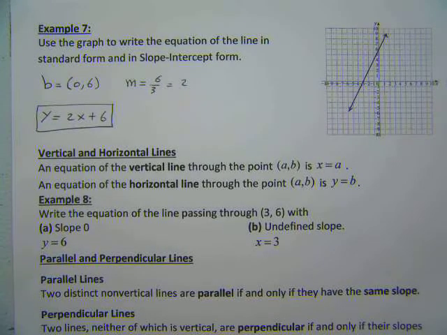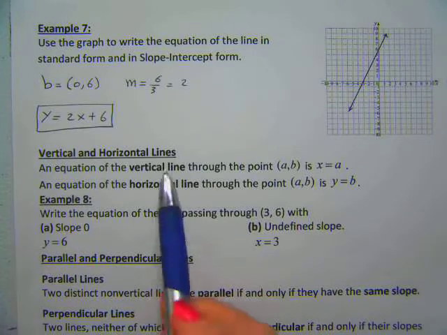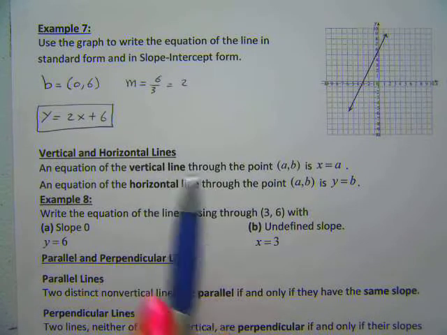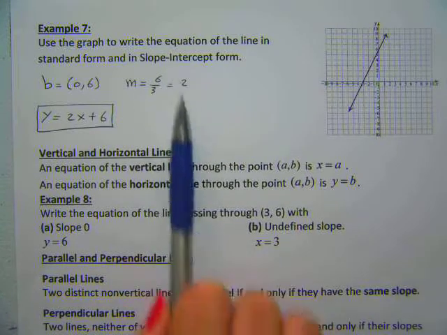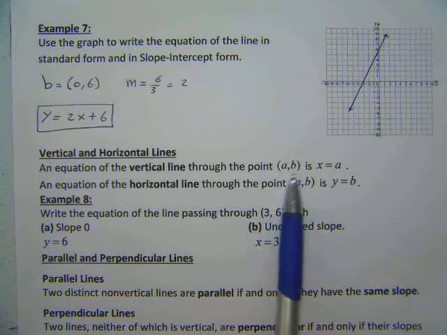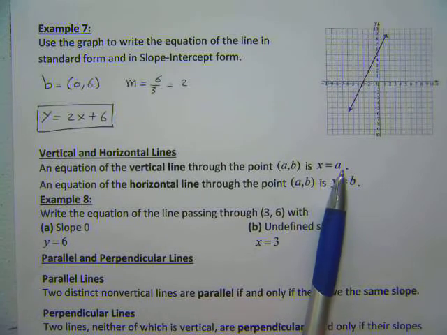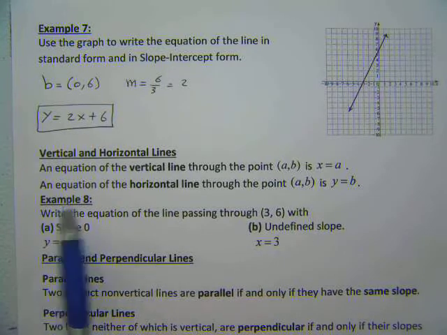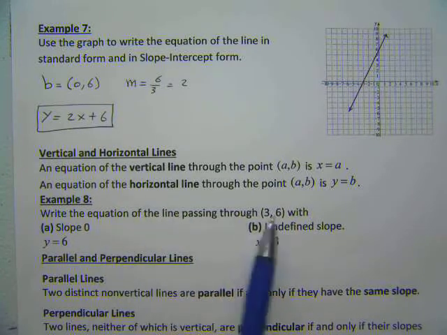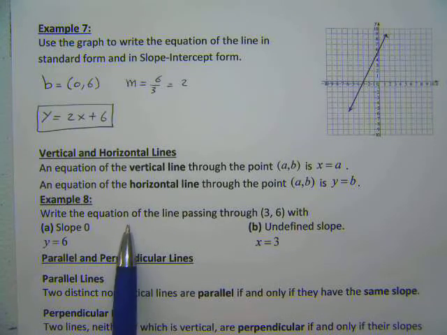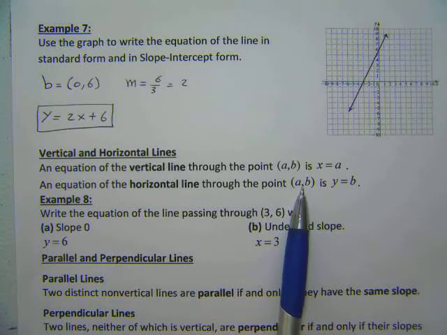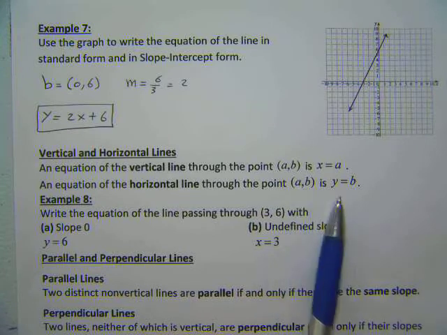Let's remember vertical and horizontal lines. If it's a vertical line, going this way, then the equation is x equal to a constant. So if it's going through the point (a, y), then x equal to a is the equation of that line. But for a horizontal line, going this way, the equation is y equal to a constant. So if it's going through the point (a, b), then the equation is y equal to b.